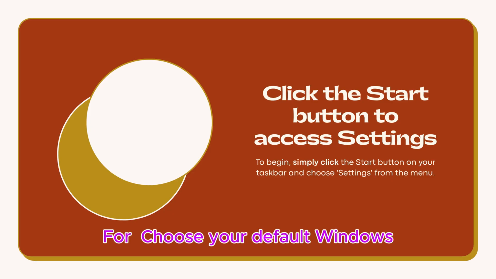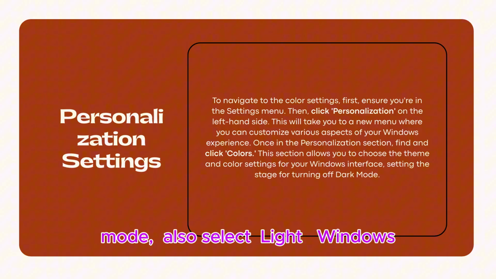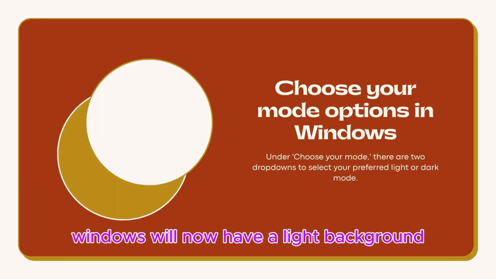For Choose Your Default Windows Mode, select Light. For Choose Your Default App Mode, also select Light. Windows will immediately switch to light mode. Your taskbar, Start menu, and system windows will now have a light background.